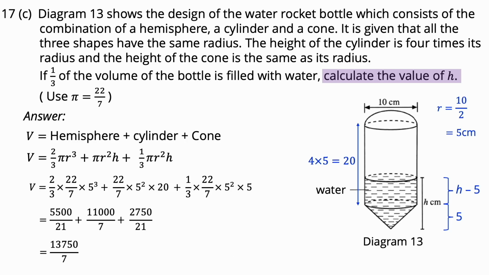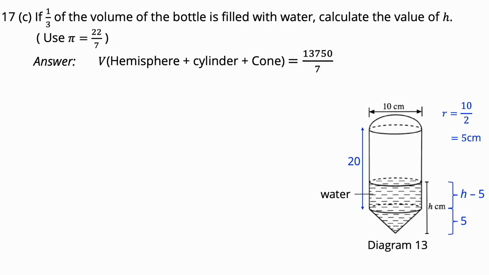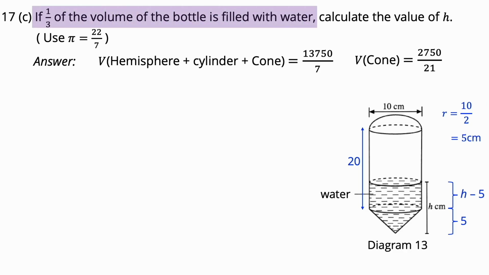Step 2. Calculate the value of h as shown in the diagram. The total volume, 13,750 over 7, and the volume of the cone, 2,750 over 21, have been determined. If 1/3 of the volume of the bottle is filled with water, the volume of water filled is 1/3 of 13,750 over 7, which equals 13,750 over 21.